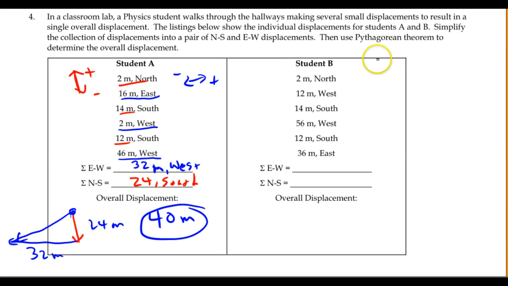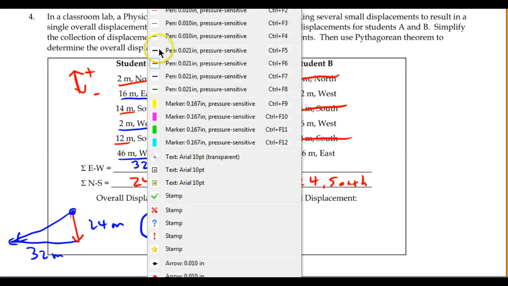Again, north-south, let's go plus and minus. Plus 2 takes care of that. Minus 14 takes care of that. Minus 12, and that'll take care of that. And that gives us 24 to the south again. So they move the same distance in the north-south direction. Let's check their east and west direction.